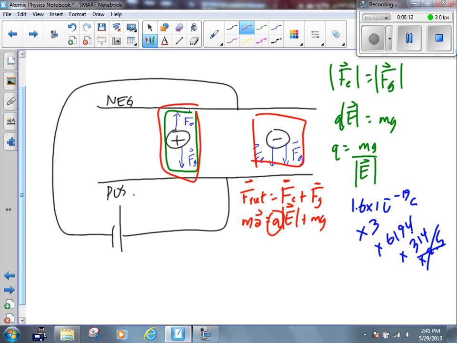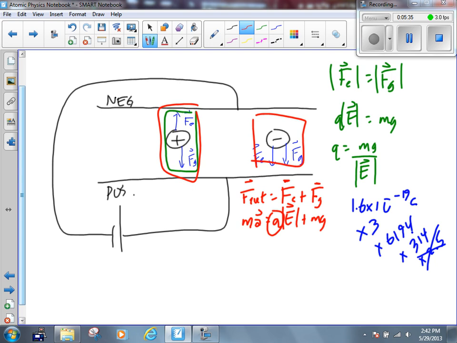We're once again going to get 1.6 times 10 to the minus 19, or 3 times that, or 6,194 times that, or any whole number multiple of 1.6 times 10 to the minus 19. So same result, slightly different way of obtaining that result. Suspended or traveling at a constant speed versus accelerating either up or down.